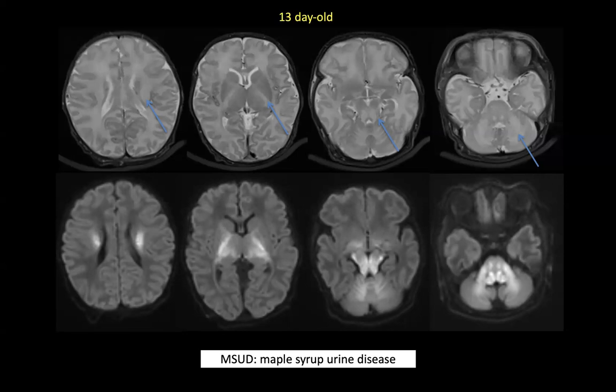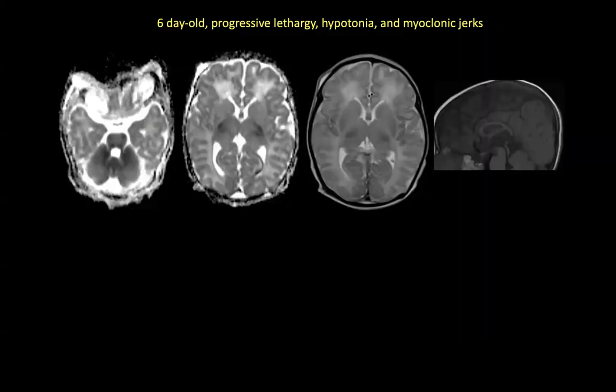Other urea cycle disorders can have subcortical restriction, especially in the insular region. Aminoacidopathy can have this corticospinal tract involvement. But when you see something like that, please call it MSUD, or maple syrup urine disease.